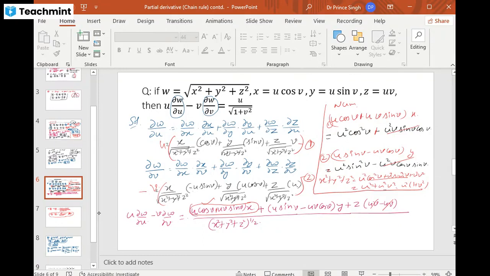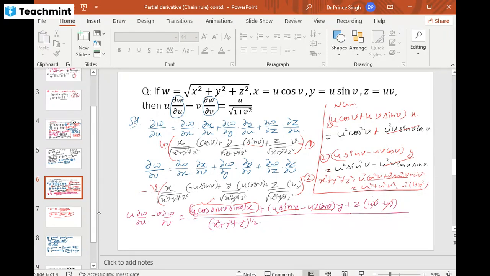And here I multiplied with u, so it is u sin v. This is the first term, and minus uv cos v times y. And I multiplied with u, so uv. When subtracting, they cancel out. So basically, we are left with two terms.